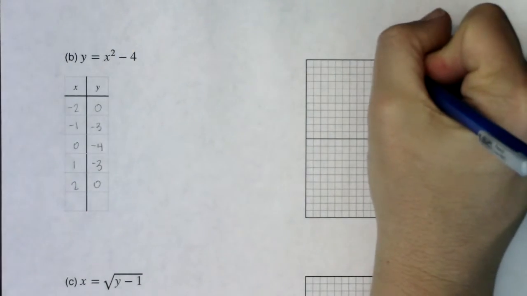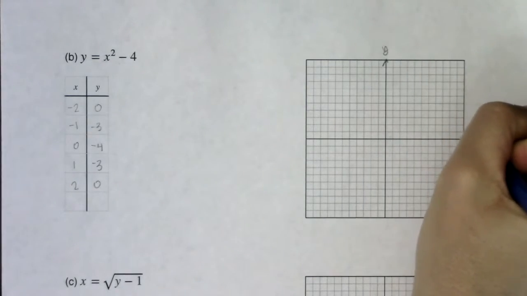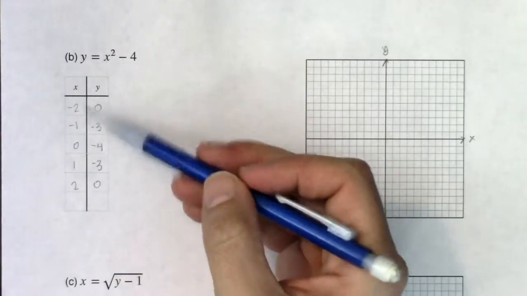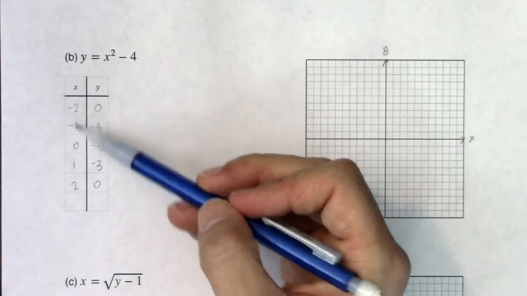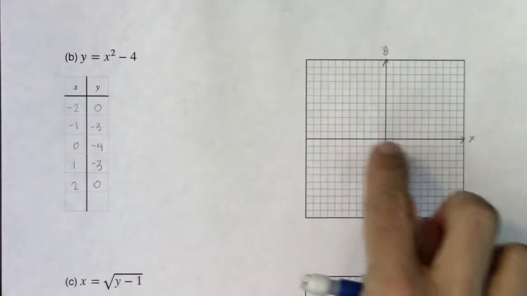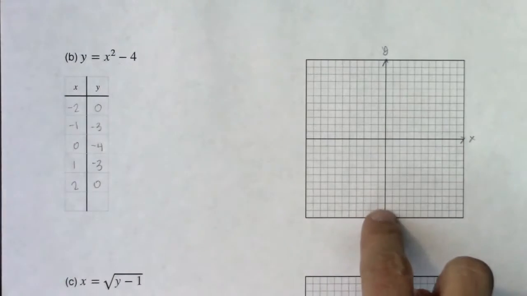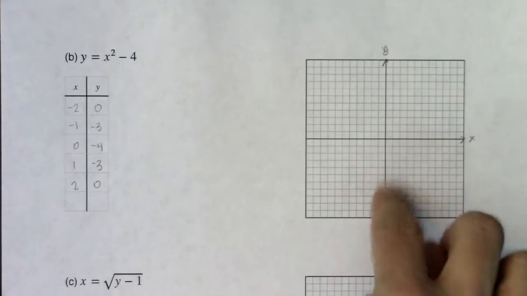Now, like always, I'm going to label my x and y axes. So that's the first thing I want to do. Now, when I'm looking at this, I can pick whatever kind of scale I want for the x's and the y's. And just taking a look, these numbers aren't that big. I'm only going from -2 to 2 in the x direction, and it looks like I'm going from -4 to 0 in the y direction. So that doesn't seem that bad.